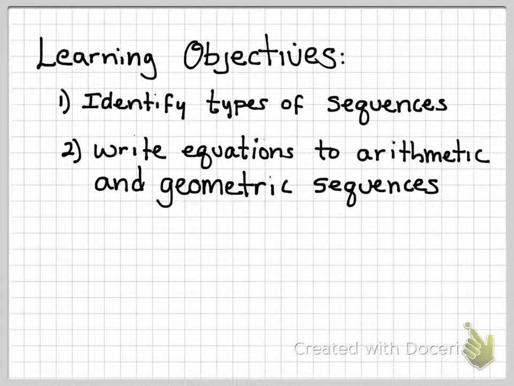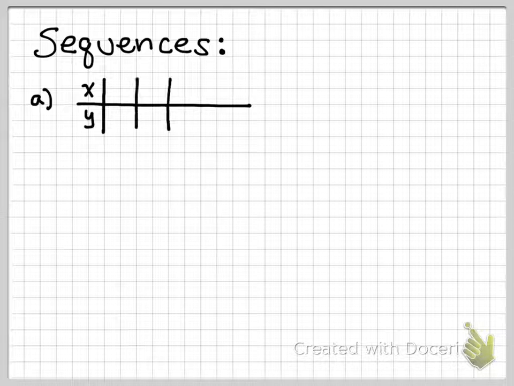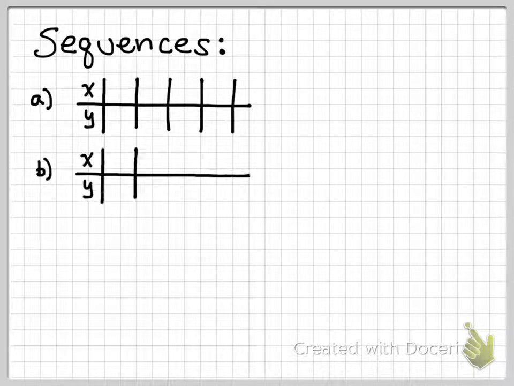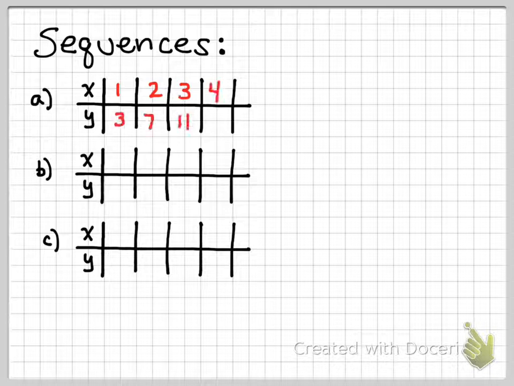We identify different types of sequences, and we're going to write the equations to these types of sequences. The two sequences we're going to look at are arithmetic and geometric sequences. Alright, let's look at a couple examples here. A, B, and C, if you want to copy these down in your notes, might be a good idea.